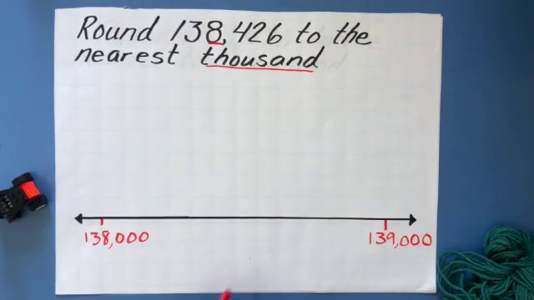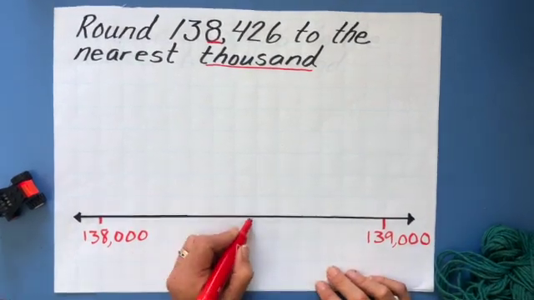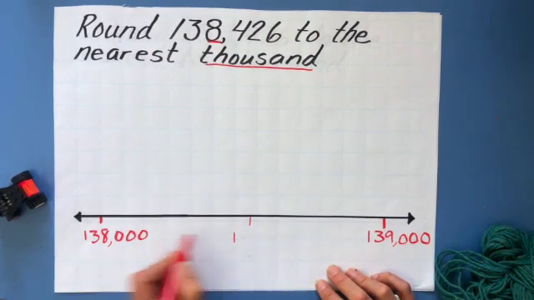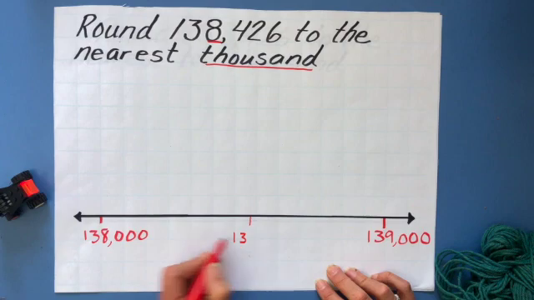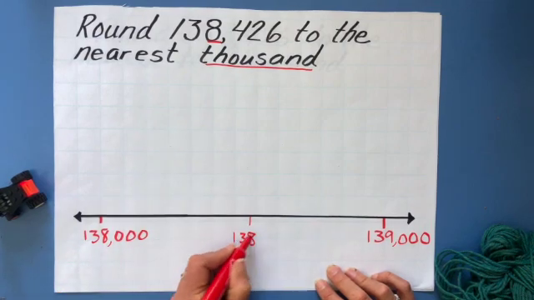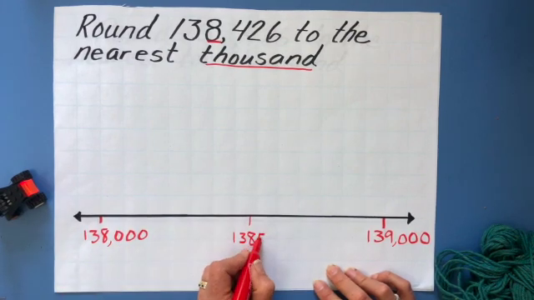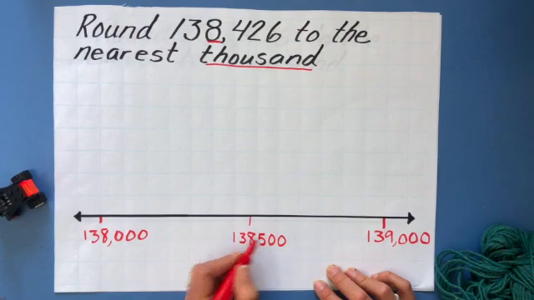Now, to find the halfway point, I always go back to my original number. So I have 1, 3, 8. And then I know for the middle number, it always has a 5 in it. So the number right after the 8, I know is going to become a 5, and the other 2 digits are going to remain zeros.